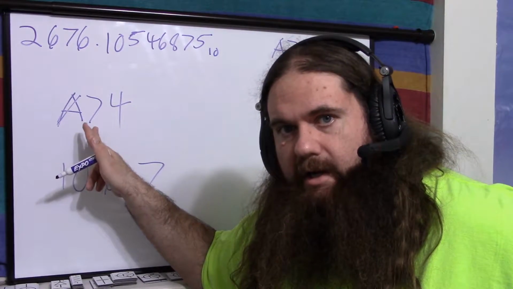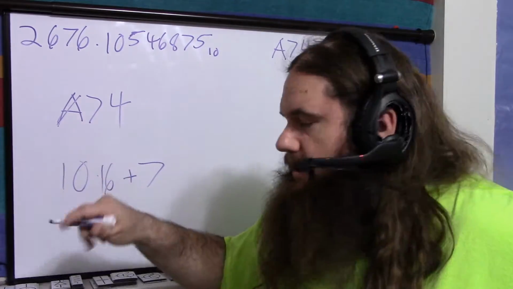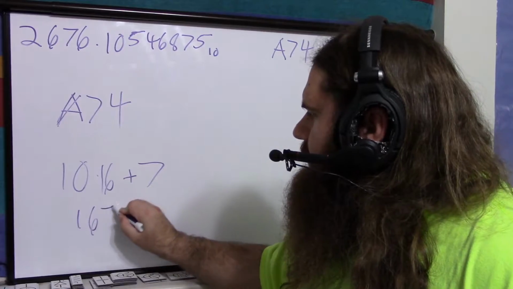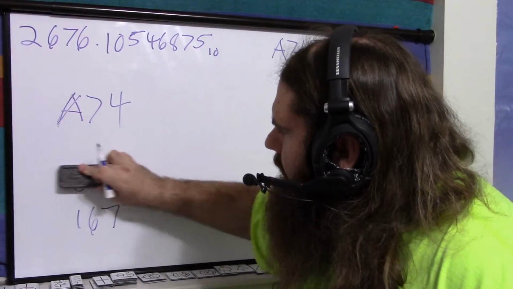We have 7 times 1, but 10 times 16. That's why we do it. So if you put this in your calculator, you get 167. Then we do the same thing again. This is our new running total.